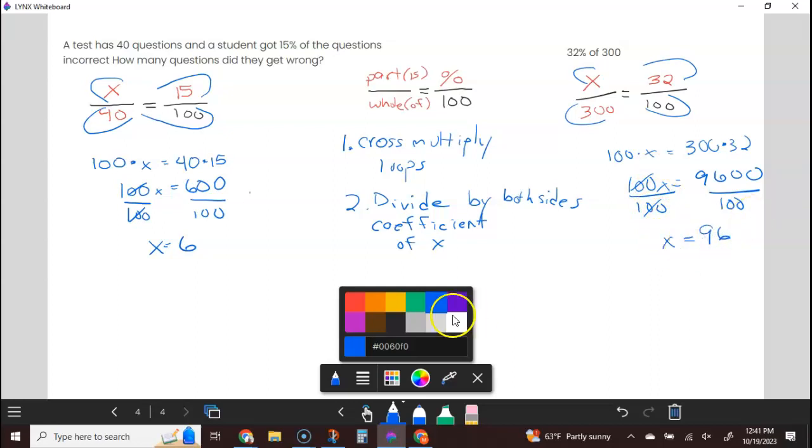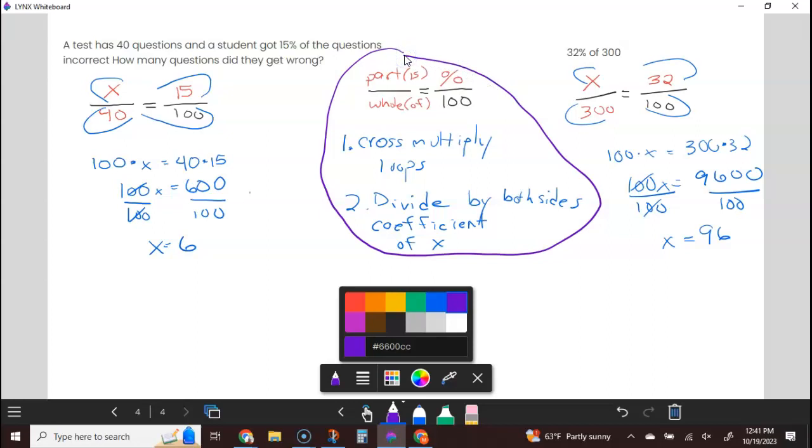So this is what we did in class. This is what we had written on the board. And every single one of these we're going to set up and solve the same way.